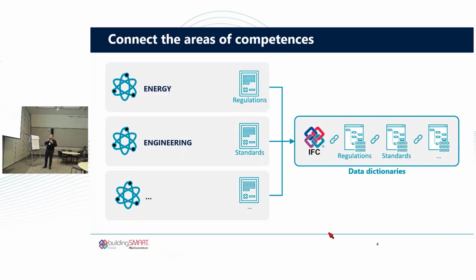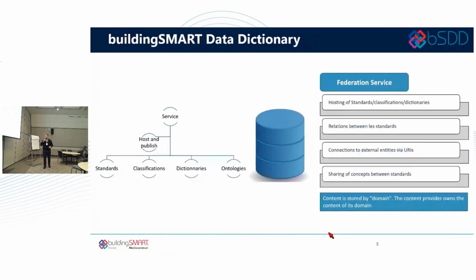So that is really the objective of data dictionaries, which is a plural word. We have many data dictionaries and we want to connect them, and also we want to make relations with the TIs.